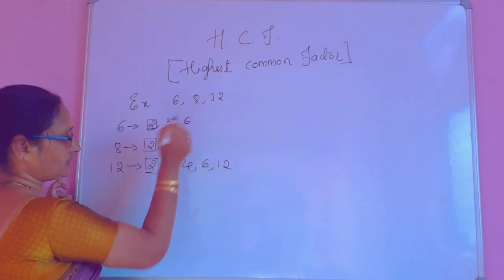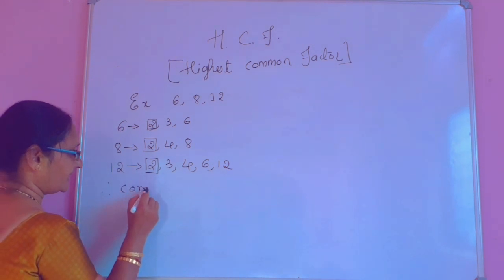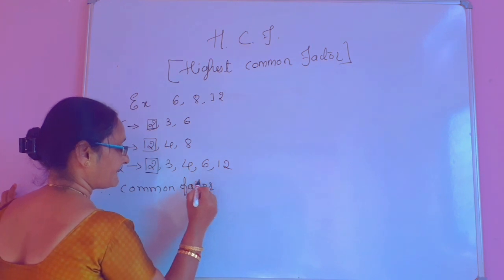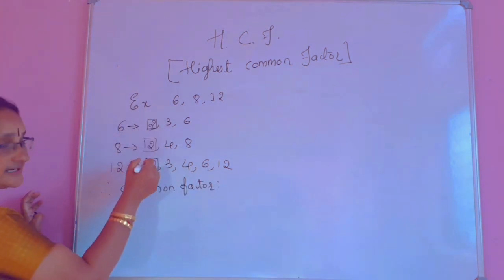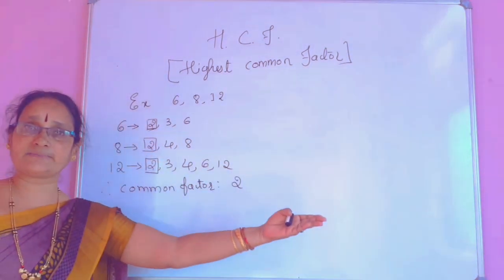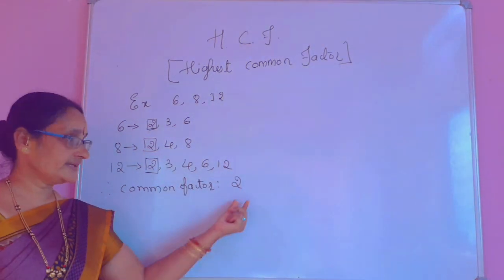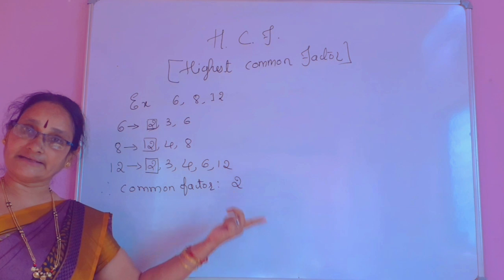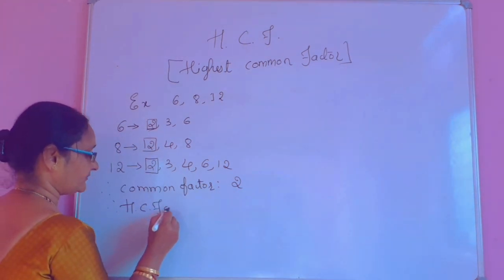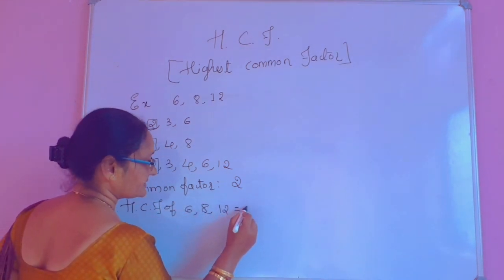And 3, but 3 is not here. 4 is here but not here. So therefore, common factors here. Common factor is only one, that is 2. If there are two or more common numbers, we can compare and take the highest one. Now there is only one number common, so that is the HCF. Therefore, HCF of 6, 8 and 12 is 2.